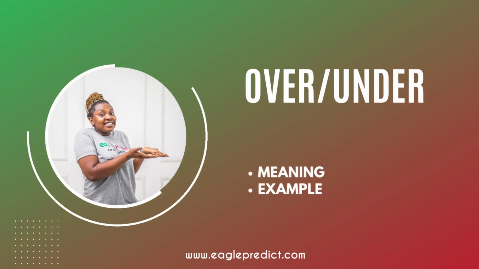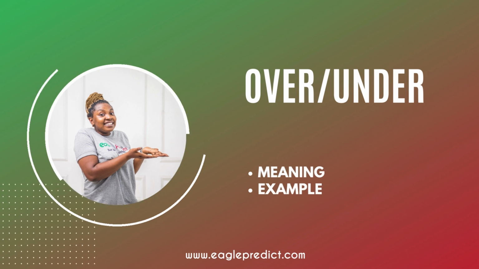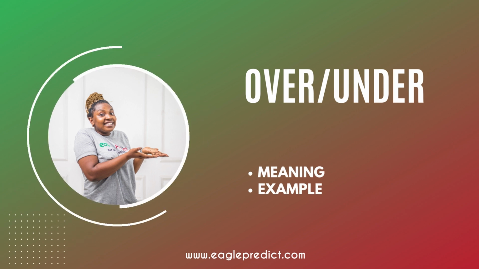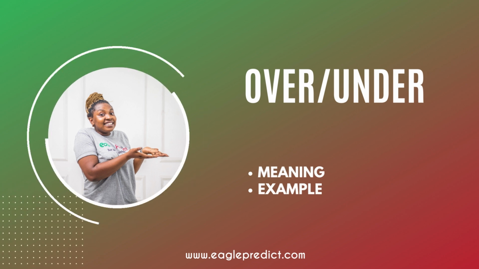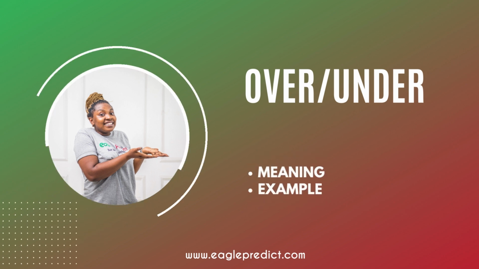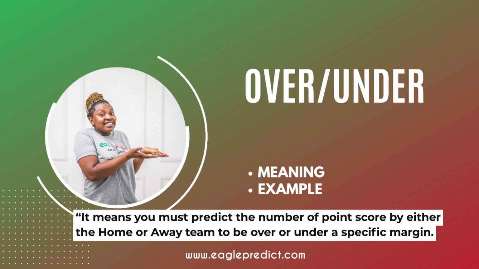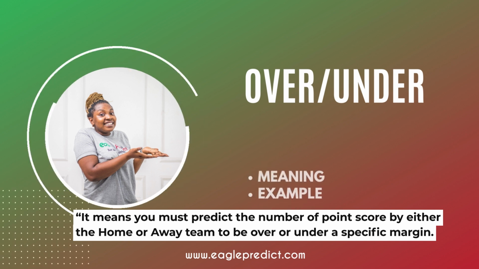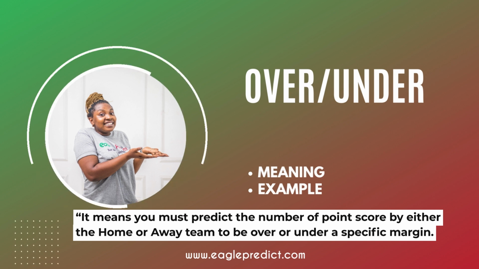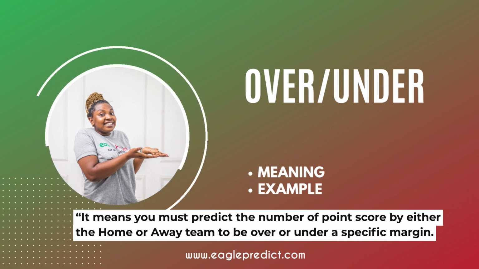Our next betting market is over and under. Of course, just like football, basketball also has over and under. What does over and under mean? Over and under in basketball means that you must predict the number of points being scored by either the home side or the away side to be over a specific margin or under a specific margin.